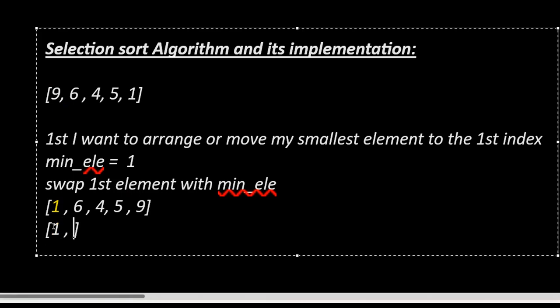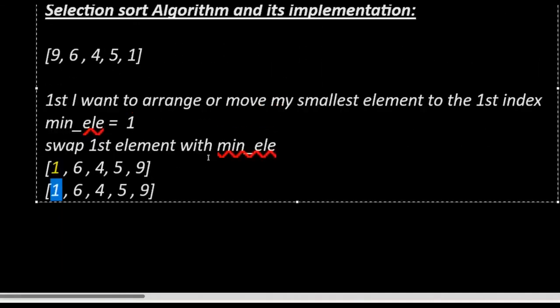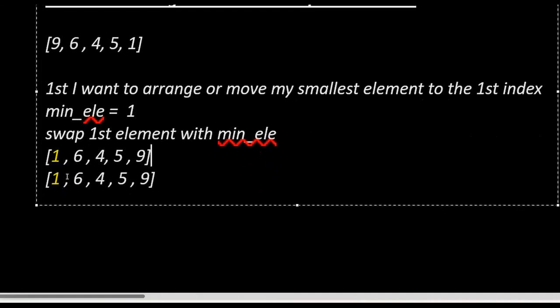Since the first element is sorted, I now need to sort the remaining elements of the given list. To do that, I again need to repeat the same thing. In this sublist, I again need to find the minimum element.